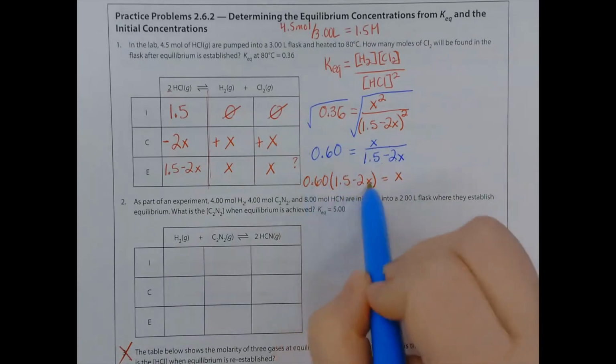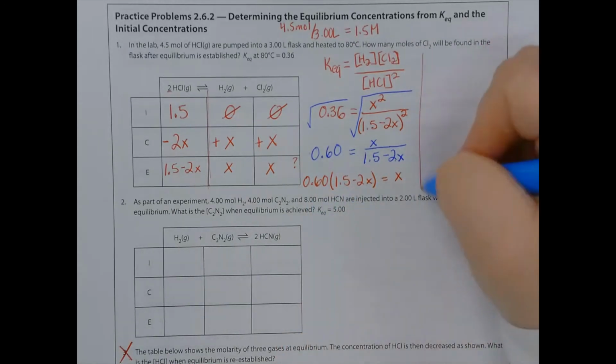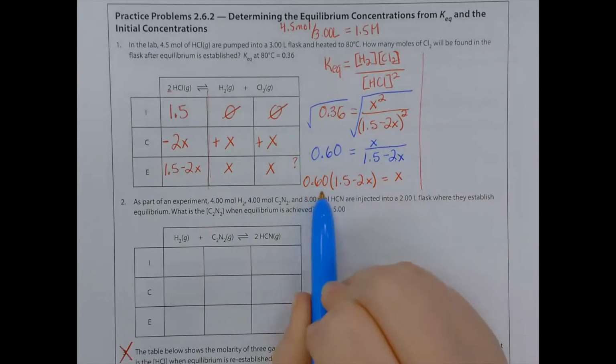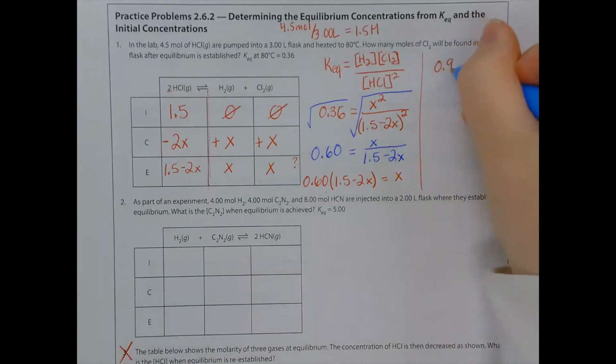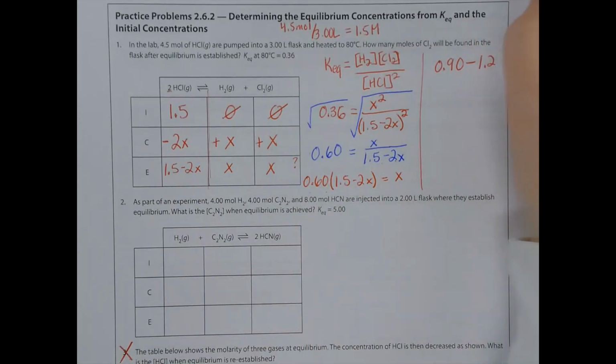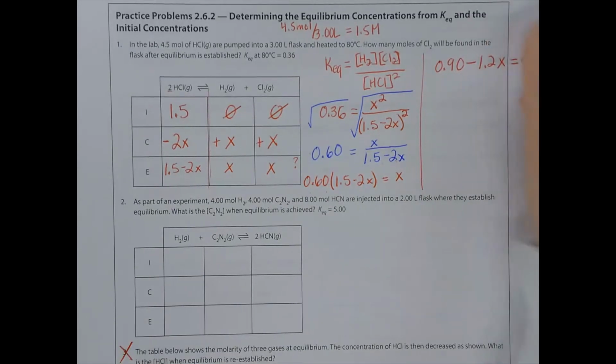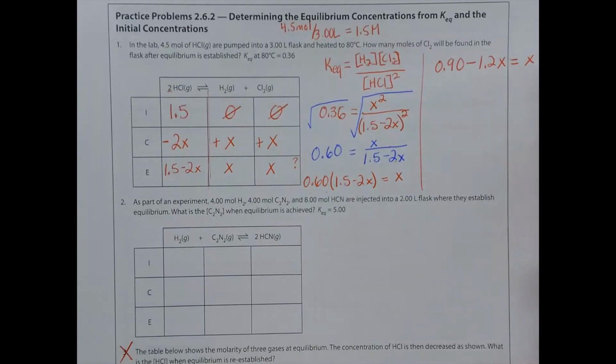We want to distribute this through, so I'm going to keep going over here. So 0.60 times 1.5 is going to give us 0.90, keeping our sig figs, minus 0.6 times 2, which is going to be 1.2x, and that's equal to x. So we're just using all our algebra skills now.